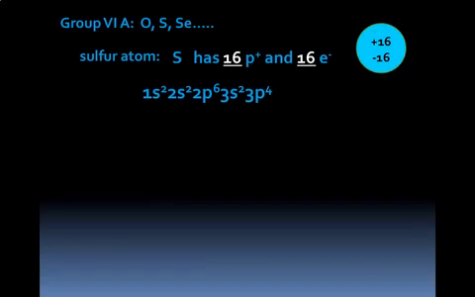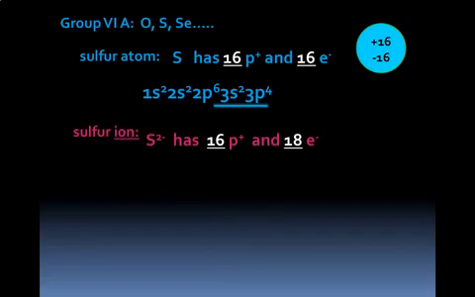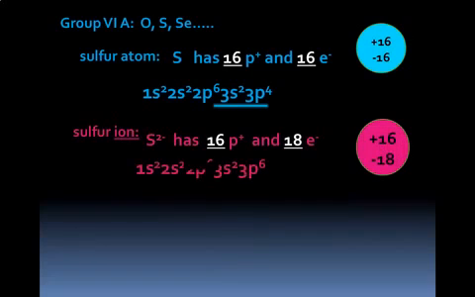So our electron configuration is 1s2, 2s2, 2p6, 3s2, 3p4. We want an s2p6, not an s2p4 electron configuration. So the ion will gain 2 extra electrons, so we have 18. And that creates that 3s2, 3p6 configuration that we would like, which makes it like argon, like a noble gas.